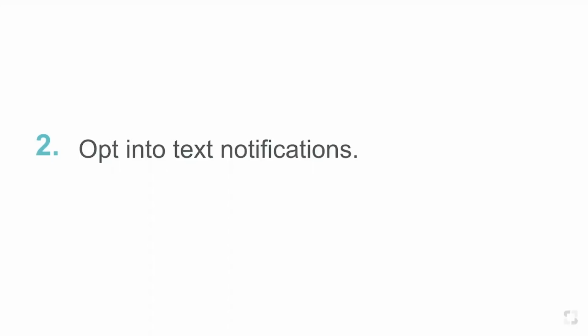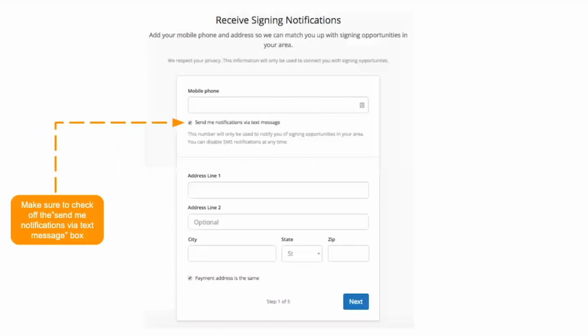The second step we want to make sure you take when setting up your Snapdocs account is opting into text notifications. We understand as a notary signing agent, you're always out and about, you're on the go, going from signing to signing. So receiving notifications of available signings in your area via text message is the easiest and most convenient way for you to be notified of those signings and respond to them while you're on the go.